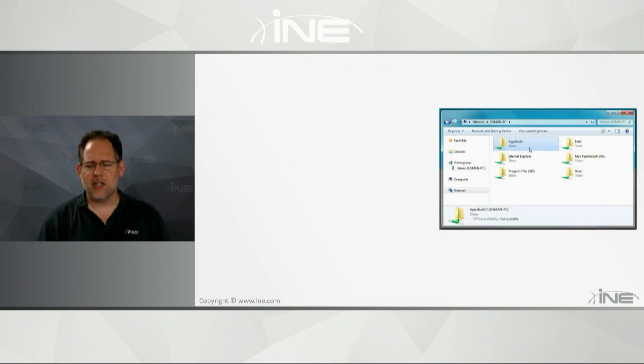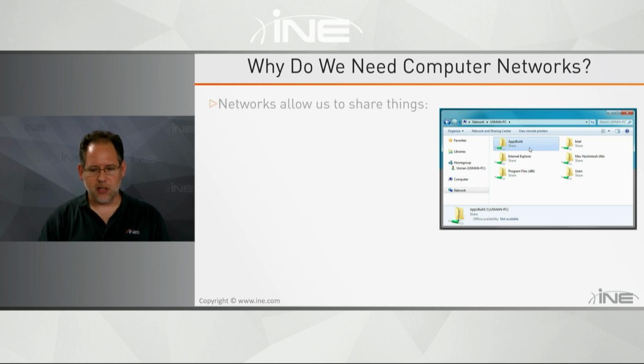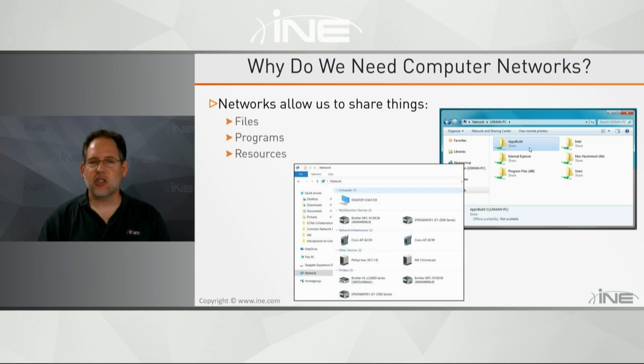Hopefully at this point, it's fairly clear why we need computer networks. Networks basically just allow us to share things. They allow us to be more efficient, more productive. For example, we can share files, right? Dropbox is an example of that. I can put a file on Dropbox, like an image, a photograph, or maybe a song, and then you can download that file. That allows us to share things. If we didn't have the network, we wouldn't be able to do that.